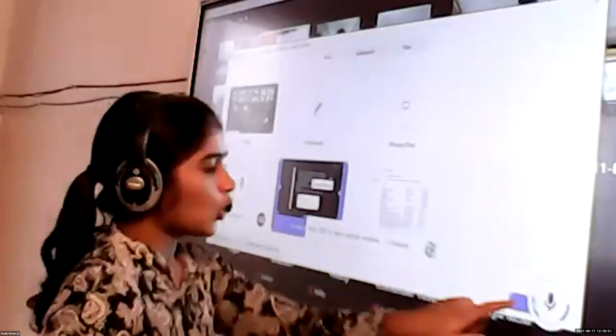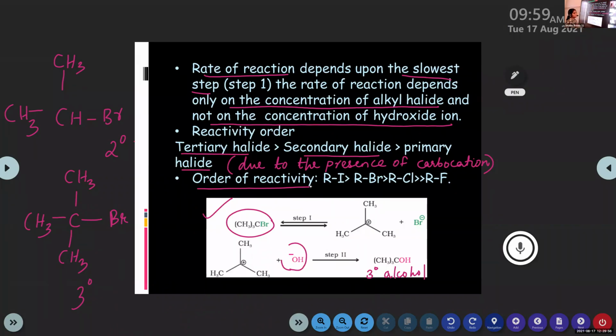Then the order of reactivity of the different halogens in RI, that is iodoalkane or alkyl iodide, is greater than alkyl bromide, greater than alkyl chloride, and very much greater than alkyl fluoride. So alkyl iodide has the maximum reactivity. If iodide ion is present there, it has the maximum reactivity.